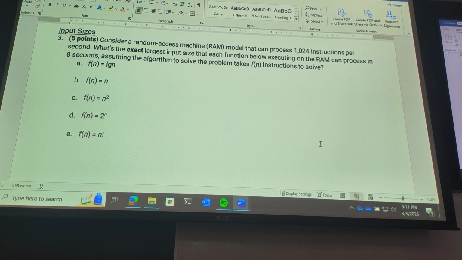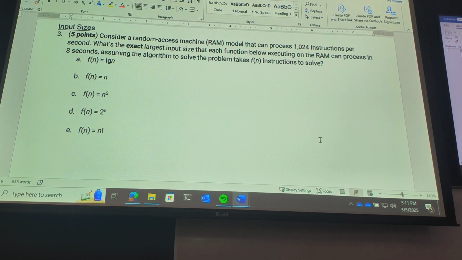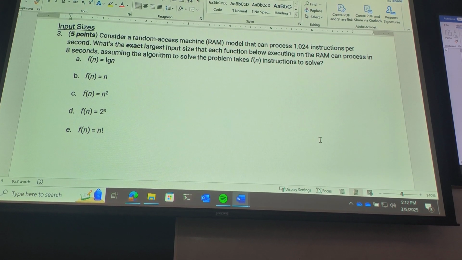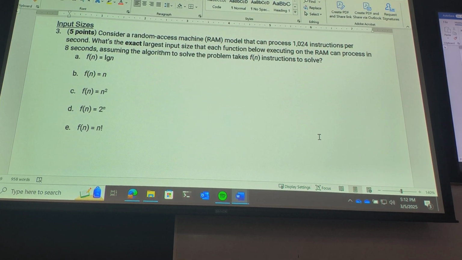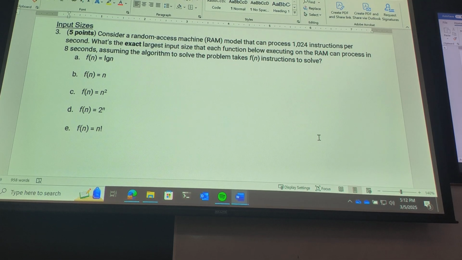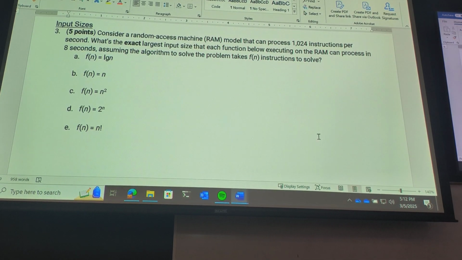Be precise. Input sizes are integers. If something does not go to an integer, you have a friend called the floor function. Use it. You may give your answers as either decimals or you may leave them in functional notation. Similar to what you did on the homework, all right?